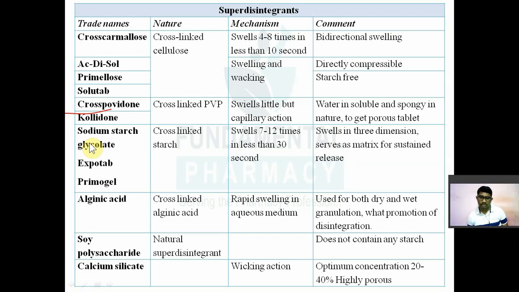Both are nothing but cross-linked polyvinylpyrrolidone: croscarmellose, crospovidone and Kollidon. Both are cross-linked polyvinylpyrrolidone. These swell when they come in contact with water, and release the drug by capillary action. They are water insoluble and spongy in nature, and form a porous tablet when they come into contact with water.